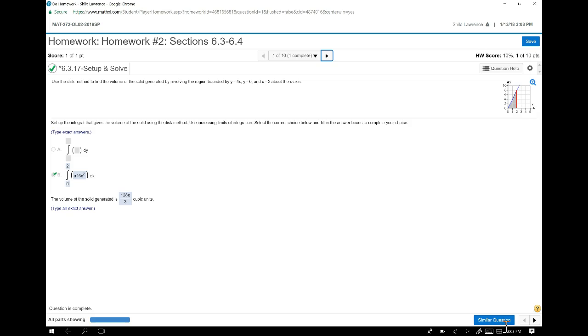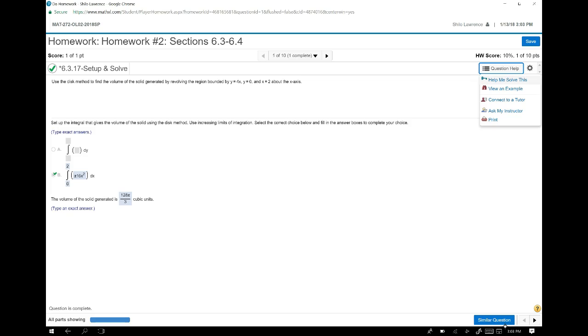All right, so up here in the top right corner, there's a button that says question help. And there are some options here, if you're really stuck, that could help you as well. The first one is help me solve this. That one is going to walk you through this exact problem step by step.